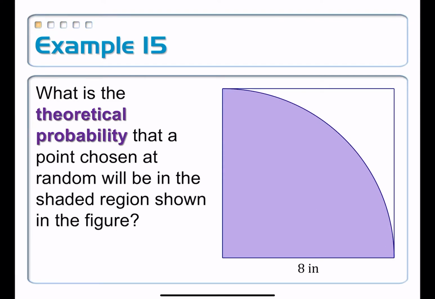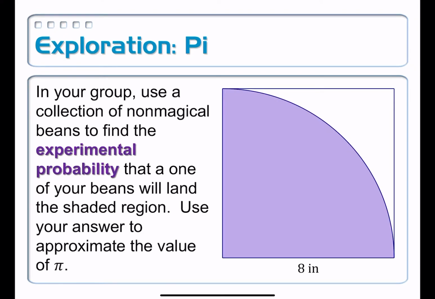All right, so we just calculated the theoretical probability that a point chosen at random is going to land inside of this purple area, and it was exactly pi over 4. That's the theoretical probability calculated geometrically. But remember, our goal here is actually to approximate the value of pi. We're trying to see where this whole 3.14 business comes from using something called a Monte Carlo method, which has to do with probability. So that brings us to our exploration.